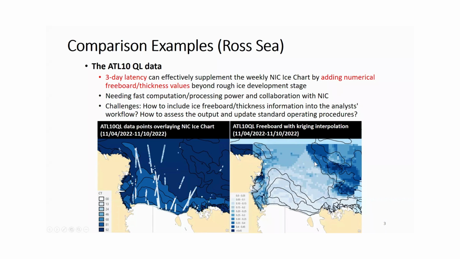However, there are some challenges, because this ice chart is created by visual interpretation from many experts and ice analysts. So we need to consider how to include this freeboard and thickness information from ICESat-2 into this ice analysis workflow. We also need to assess this output, and we need to update the standard operating procedures to supplement this ice chart. So that can be an issue, but at least we want to say ICESat-2 quick look data is a very good data source to supplement this weekly National Ice Center ice chart data. Yeah, that's pretty much it.